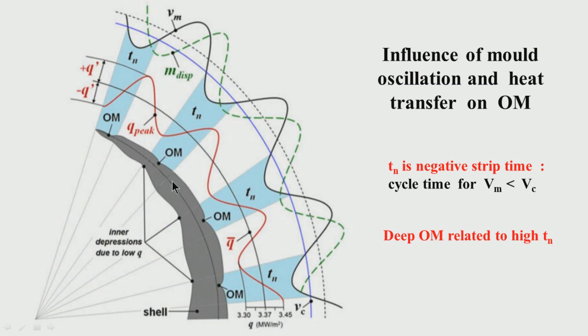So, for the casting speed, there has to be a limitation, and within that limitation, if you operate at a high casting speed, the negative strip time will be less. We should have high frequency of oscillation, negative strip time will be less. We have less amplitude of oscillation, so the negative strip time also will be less. So, we have shallow oscillation marks, the depth of these oscillation marks will be shallow. So, we have relatively better quality of the casting.